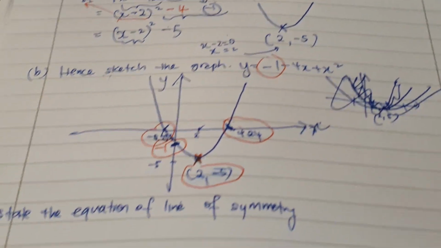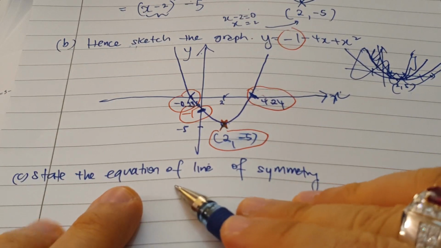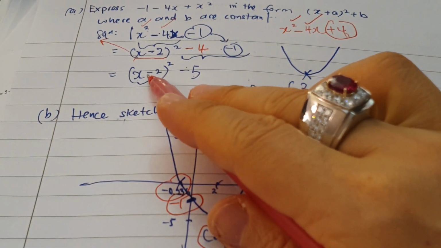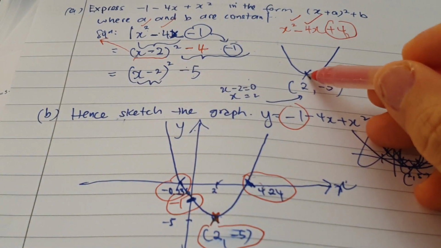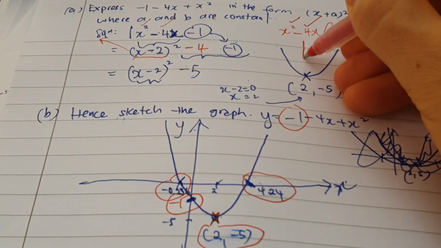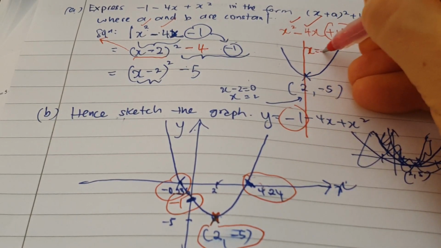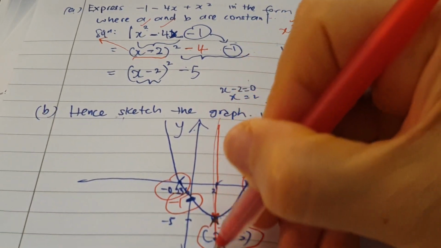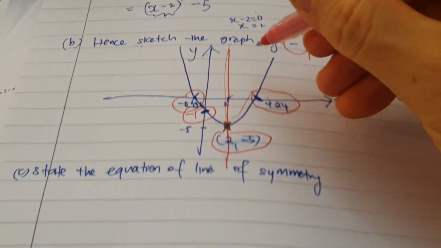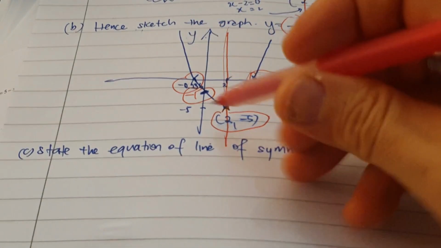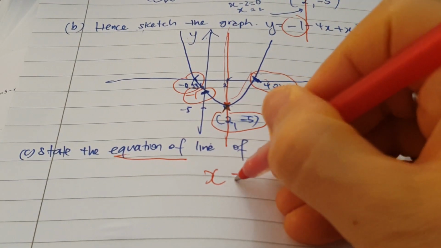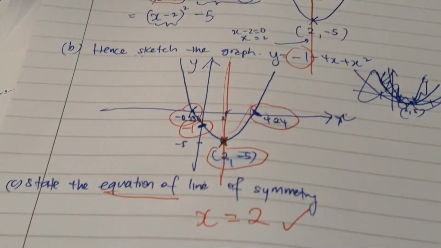Alright, so that's all. Now, if they ask you to find the equation of the line of symmetry, that's even easier. From here, you actually know already. The minimum point is 2, minus 5, right? So this line here must be x equals 2. Because this line will cut this quadratic graph into 2 halves. So your answer here is not just 2. The equation means you must have x equals 2. So that's how you do the question.